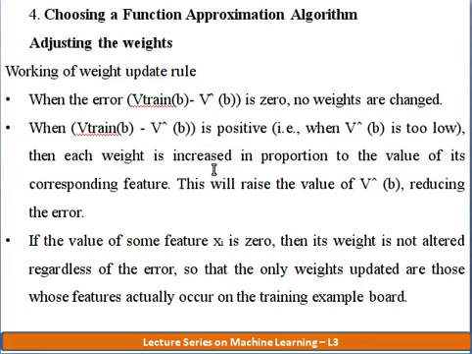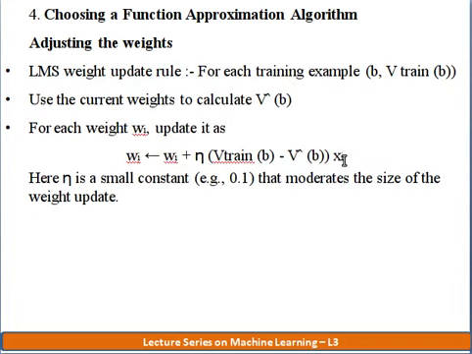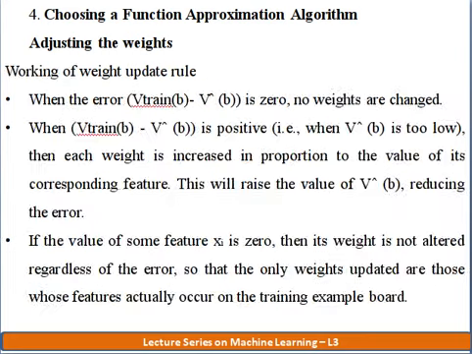Now, if the value of some features of xi is 0, then again the entire product term, that is eta into v train of b minus v cap of b, is 0. Which means that again there will be no change in the weight. The weights are not altered regardless of the error, so the only weights updated are those whose features actually occur on the training example.